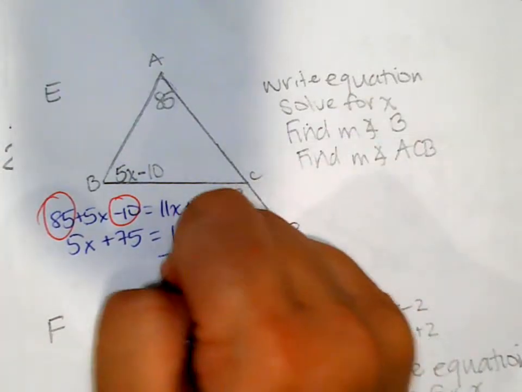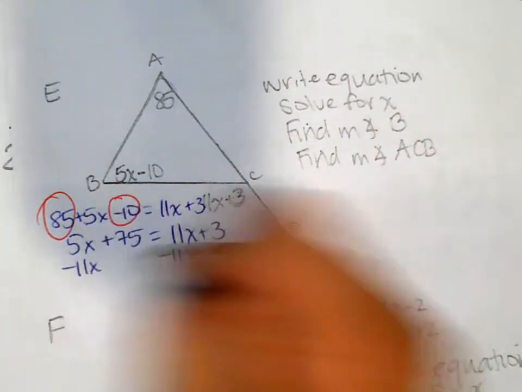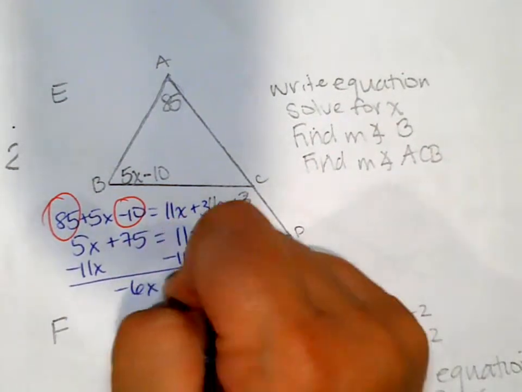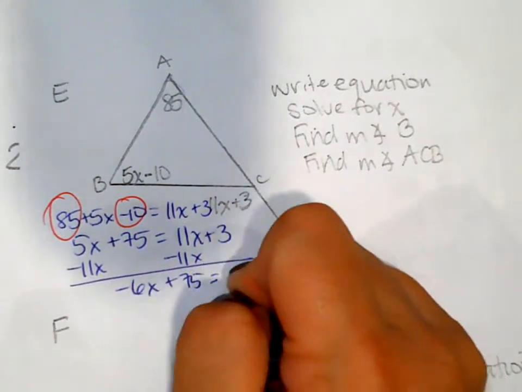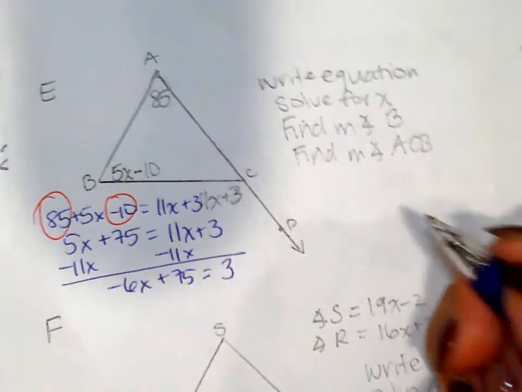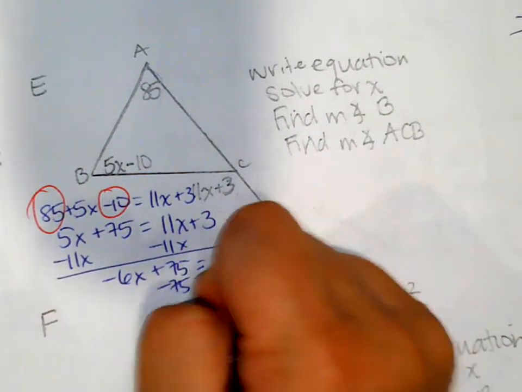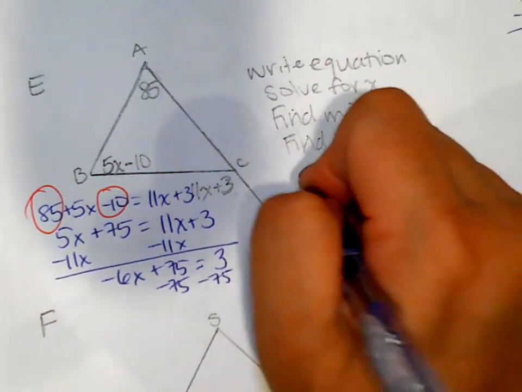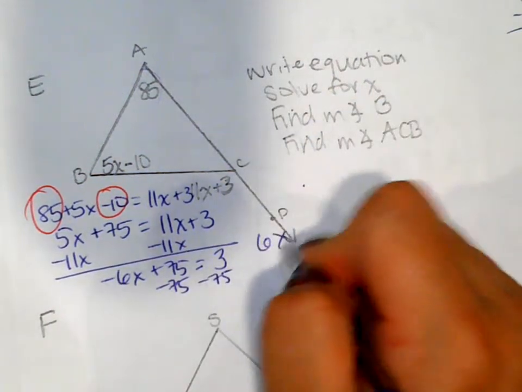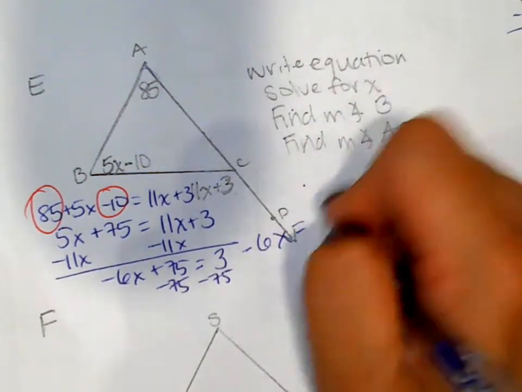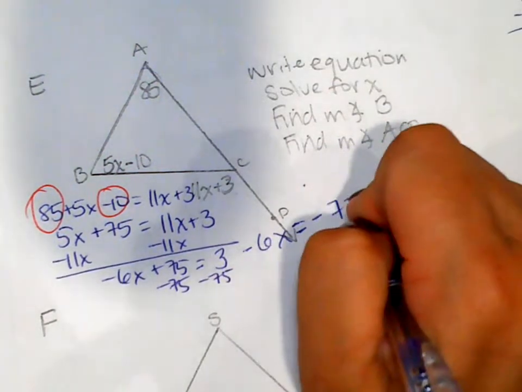I'm going to subtract 11x to both sides. That's going to give me negative 6x plus 75 equals 3. Subtract 75 to both sides. I'm going to move it up here. Negative 6x is equal to negative 72.